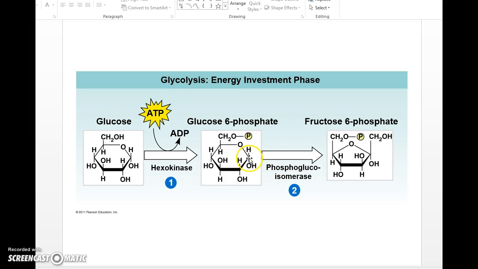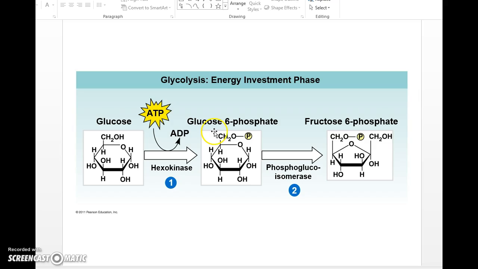So this ATP is breaking down into ADP and releasing a phosphate. And that phosphate is attached over here on the 6th carbon. So if you see, it's 1, 2, 3, 4, 5, 6. So on the 6th carbon, you see the phosphate being added. And for this process, you need hexokinase enzyme. And this new product is now called glucose 6-phosphate because the phosphate is on the 6th carbon.